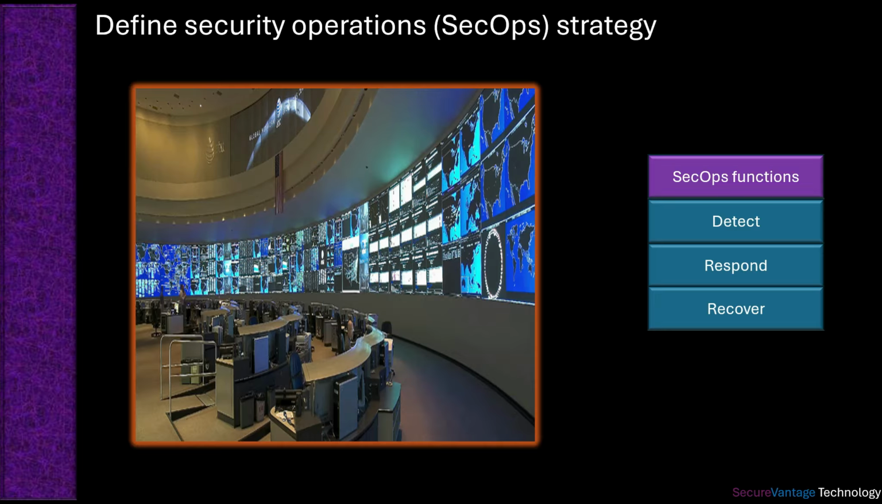SecOps involves the integration of tools, processes, and people to ensure continuous monitoring, management, and mitigation of security risk in real time. There are three main functions of the SecOps, such as detect, respond, and recover. In the detect phase, the primary goal is to identify potential security threats and vulnerabilities in the enterprise environment as quickly as possible. In the response phase, once a threat is detected, the next step is to respond promptly to minimize the impact on the organization.